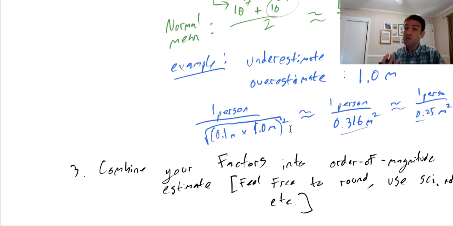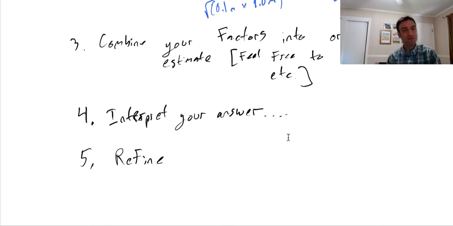Right? Once we came up with all of those different estimates, you can then just combine everything into an order of magnitude estimate of your answer to the whole problem. Right? And then, of course, steps 4 and 5 are to really sit back and think about the answer you came up with, interpret it, and refine any of the approximations you made as needed.